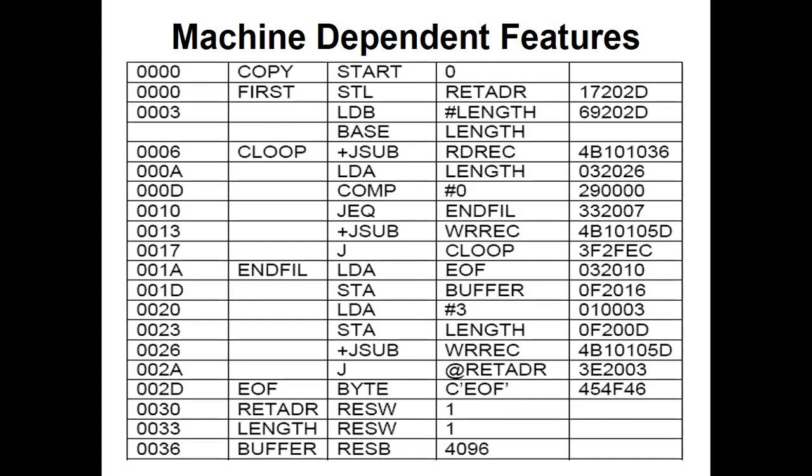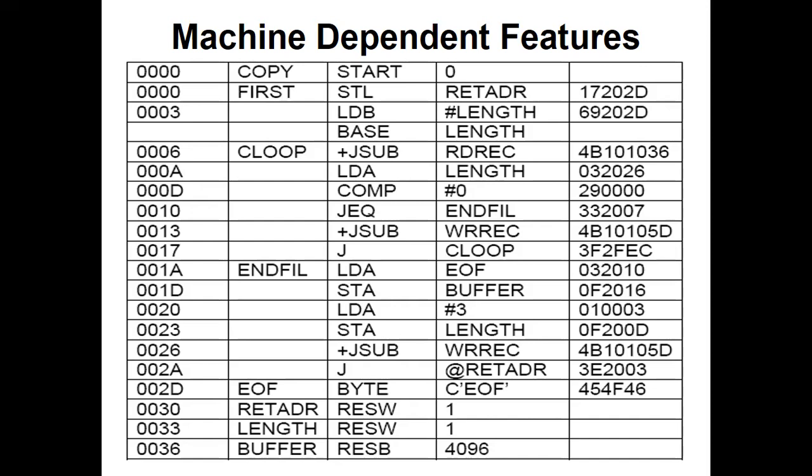Format 3, we have the opcode, then we have the flags, NIXBPE, and then we have a displacement. That is format 3. Or we use format 4, which also has the opcode, and then the flags NIXBPE, and then an address. So it is not like simple SIC where we just have opcode and the address. Here we have to know what we are going to put into the flags, and then we are going either to calculate the displacement or to use an address.